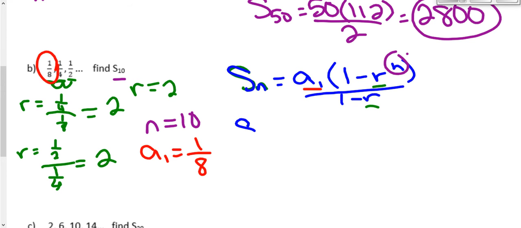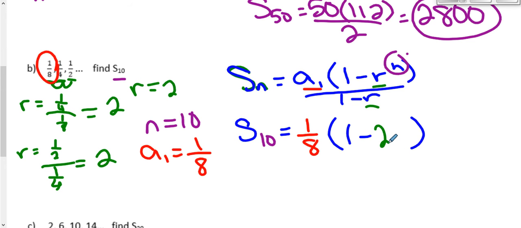So we're doing the sum all the way up until the 10th term, and it's going to equal our first term, which is 1/8, times 1 minus r, which is the number 2, to the nth power. So that's the 10th power. And then in our denominator, we're going to have to do 1 minus r. r is the number 2.